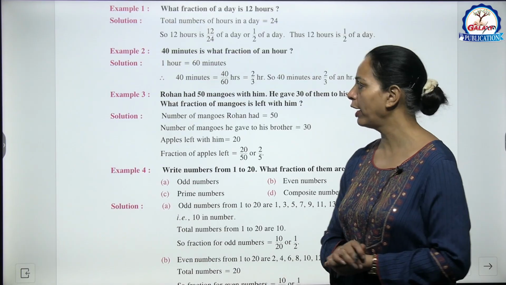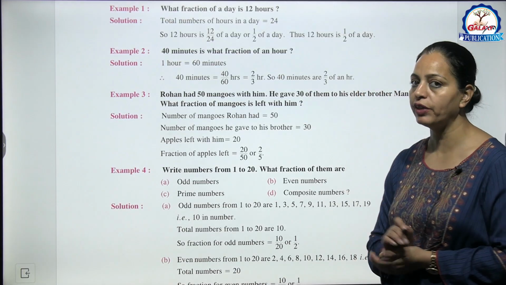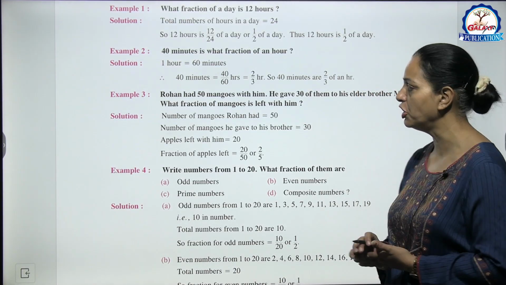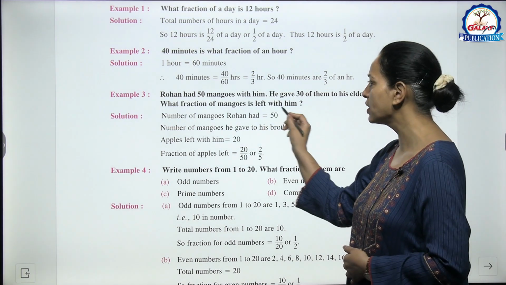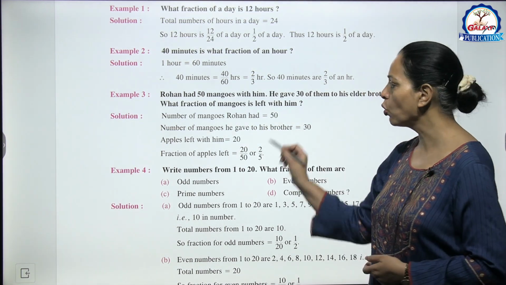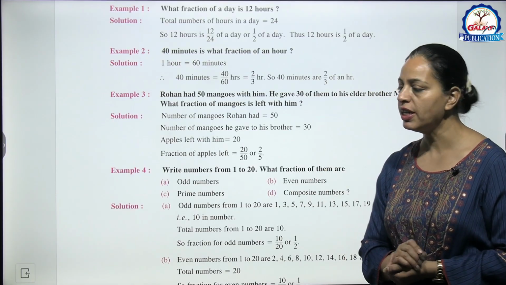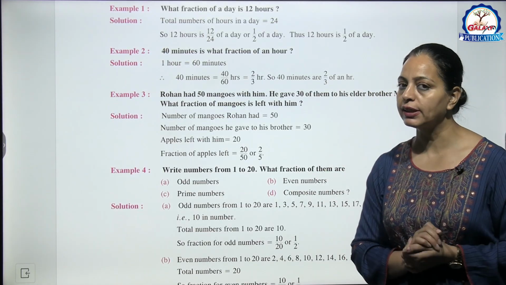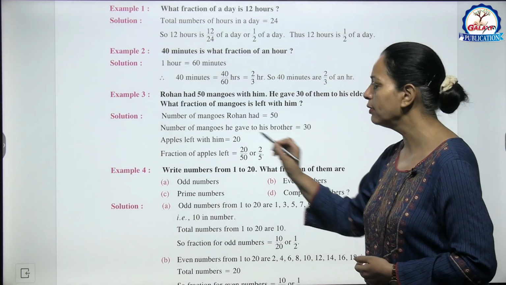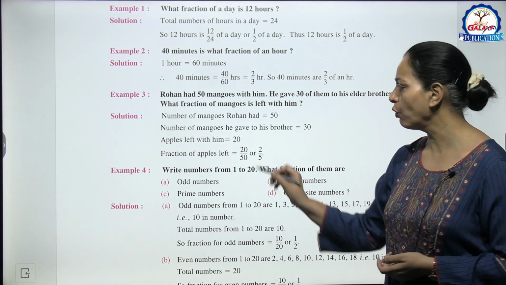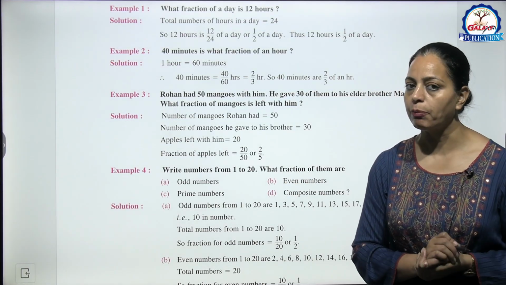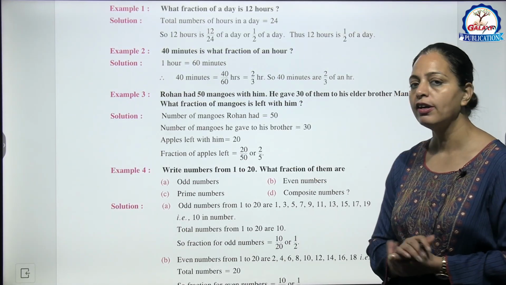Now example 3. Rohan had 50 mangoes with him. He gave 30 of them to his elder brother Manish. What fraction of mangoes is left with him? So total number of mangoes 50. He has given to his brother 30. So remaining mangoes 20. So fraction 20 out of 50. 20 upon 50 means 2 upon 5.